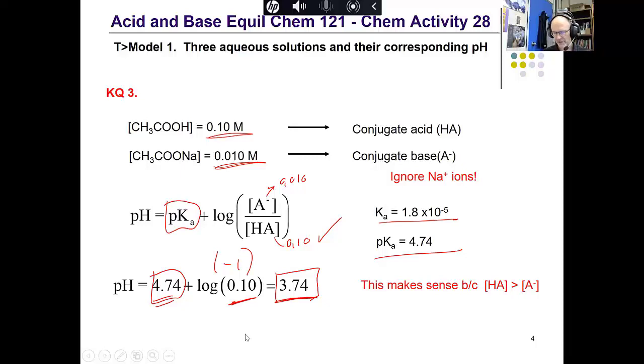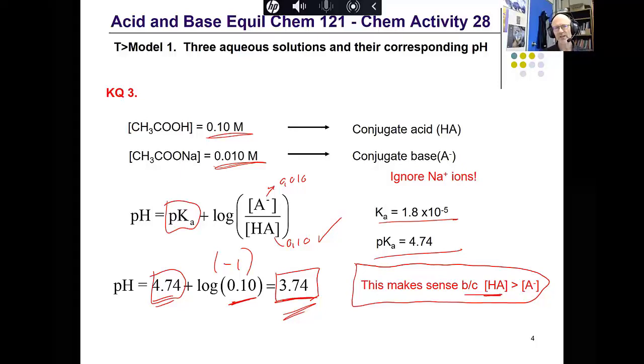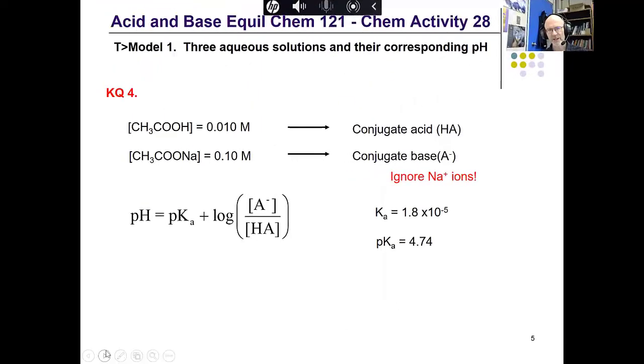Actually, I think I just want to make that point again, and maybe you might want to write this down now that I've got it on the screen here, that this pH for the key question number 3, the fact that that pH is a more acidic pH, this makes sense because the HA, the conjugate acid's concentration, is greater than the conjugate base's concentration. Once again, we expect that the pH essentially is going to be determined by the pKa. So, of course, we can plug in the values.